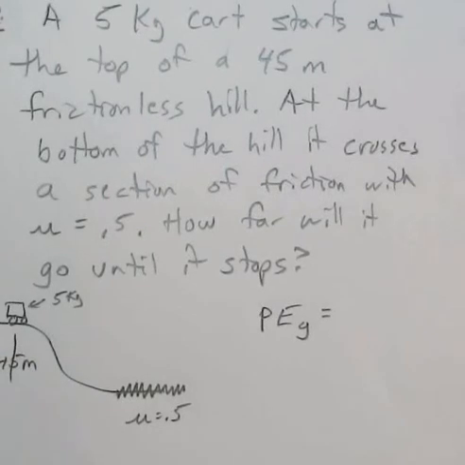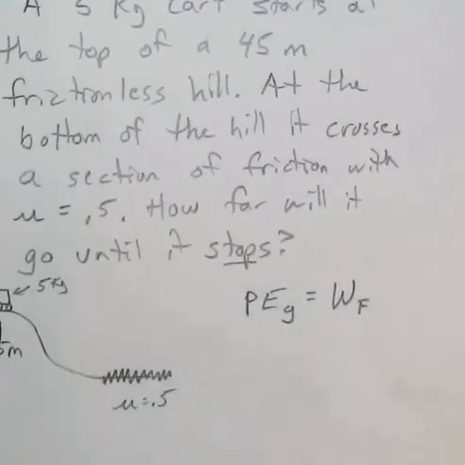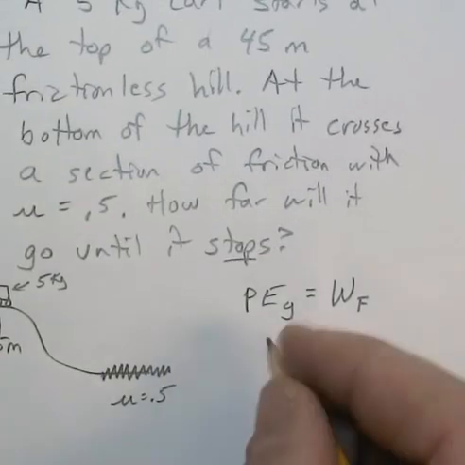What do we have at the bottom? Kinetic energy. Well, it's going to go until it stops. So if you go to the end, is there kinetic energy if it stops? No. So all you've got is work friction. Work friction in almost all of our problems is the second half of the equation because it's always going to affect what happens after. So if you write your equation, you've got this.